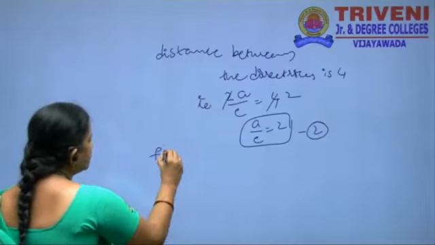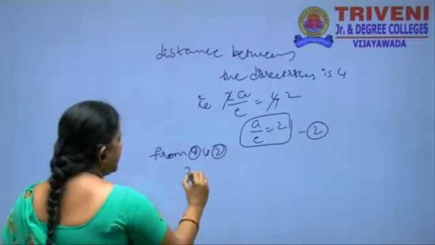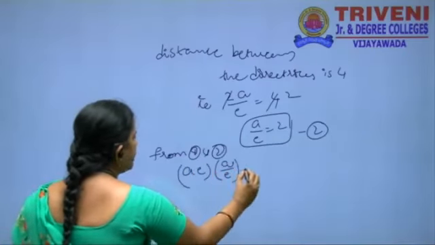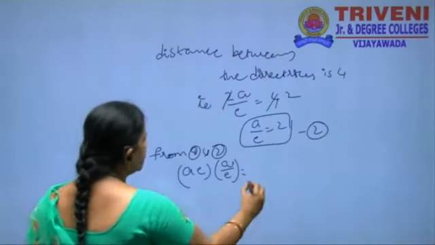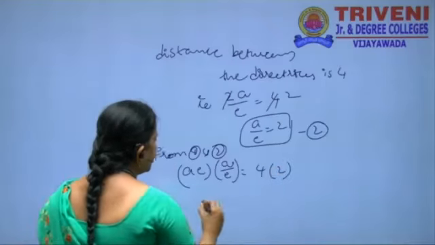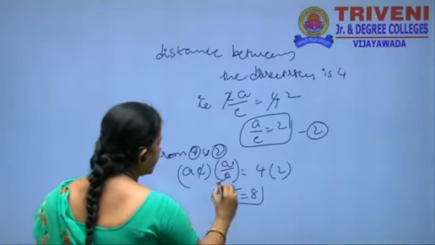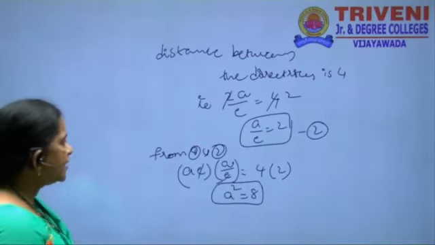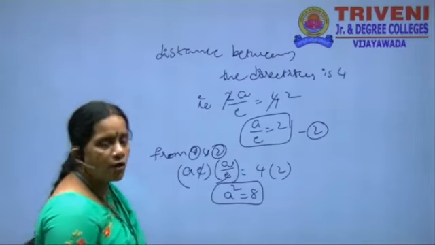From 1 and 2, ae into a by e. What is the value of ae here? 4. And a by e is 2. Then e gets cancelled here. A square is equal to 8. And then you have to find the value of b square. Before finding the value of b square, find the value of e.